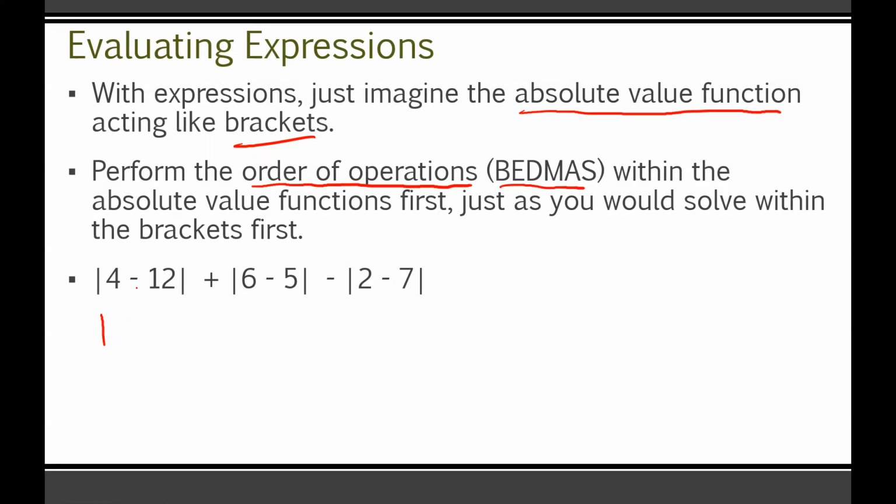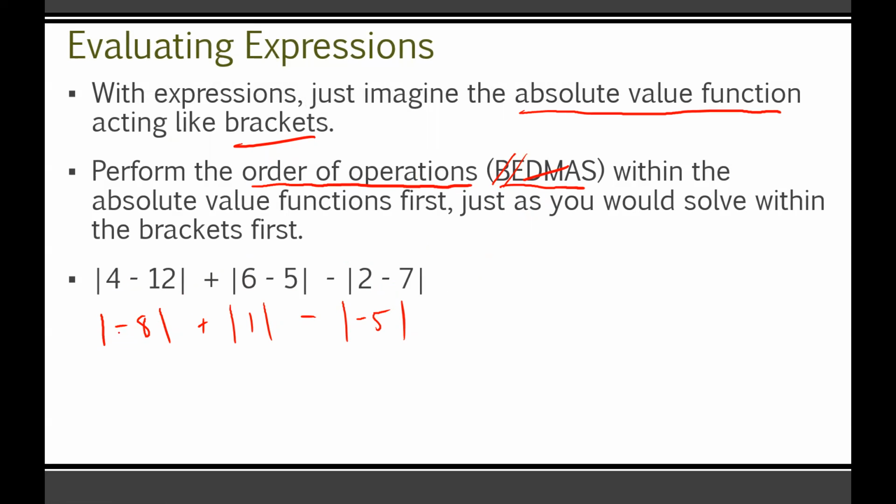This is going to be the absolute value of 4 minus 12, which is the absolute value of negative 8, plus the absolute value of 6 minus 5, which is 1, minus the absolute value of 2 minus 7, which is negative 5. Since there's nothing going on in those absolute value bars anymore, that's like our brackets part all done. Clearly, there's no exponents here either, and there's no division or multiplication. So we're right down to adding or subtracting. But let's deal with our absolute value bars first.